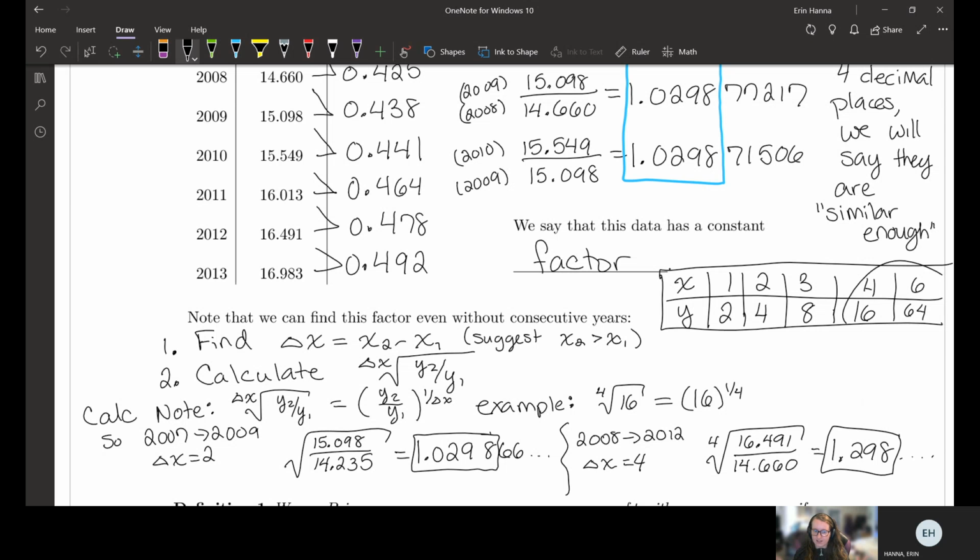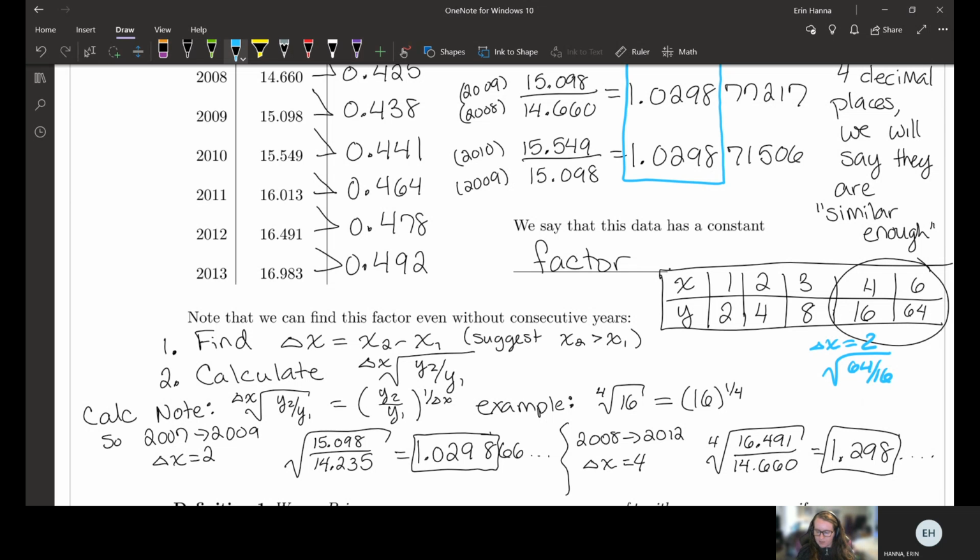So even if you don't have consecutive x values, we still can find this constant factor. And finding this factor is going to be something we're going to need to be able to do. So going back to this side note example really quick. It seems like we're multiplying all of the y values by 2 to get up to the next piece. So let me triple check that this set of information from 4 to 6 also matches that. Well, the change in x between 4 and 6, so delta x in that case would be 2. So I'd be taking the square root of 64 divided by 16.